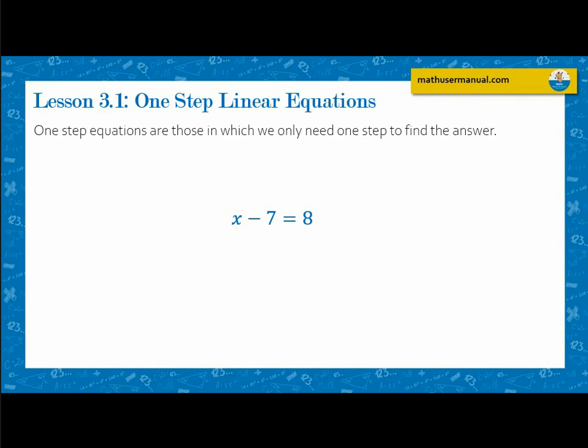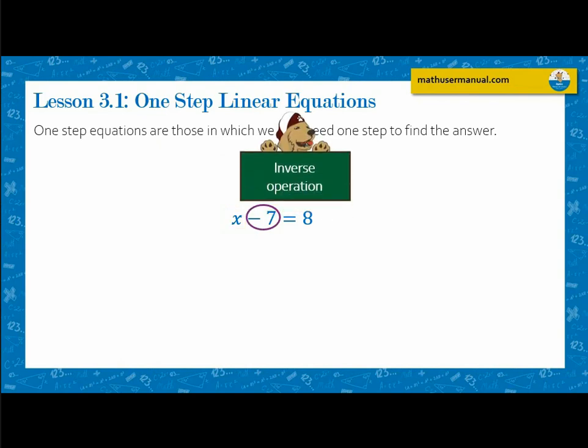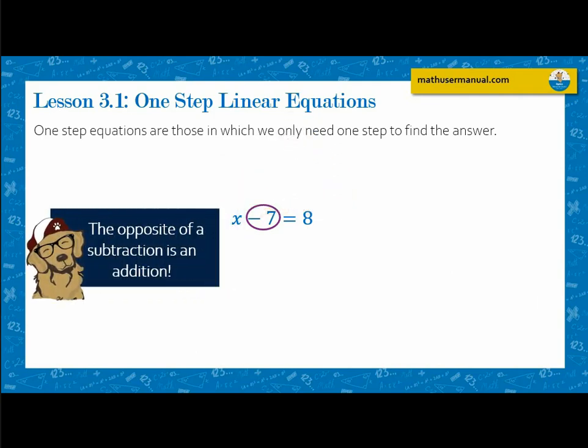We want to isolate the x. It is not fully isolated. It's not by itself because we have a -7. We need to move that -7. So we need to do the inverse operation of a -7, of a subtracting 7. The opposite of a subtraction is an addition. So if we have a subtracting 7, a -7, we put a positive 7, adding 7. And we can cancel. Opposites cancel in algebra.